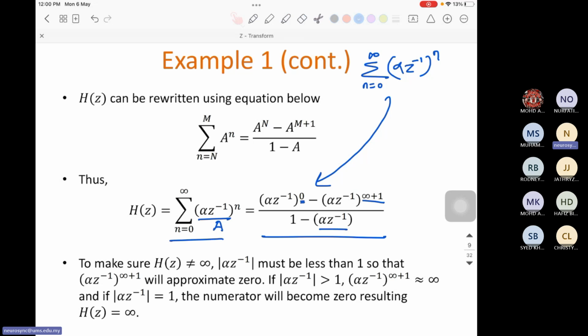We want convergence, the existence of z. Now if we put this value greater than 1, then this term is also greater than 1, and to the power infinity, that makes this whole term equal to infinity. So again, this term will be infinity. Therefore, this is also not feasible. The only feasible thing is that alpha z to the power minus 1 must be less than 1.